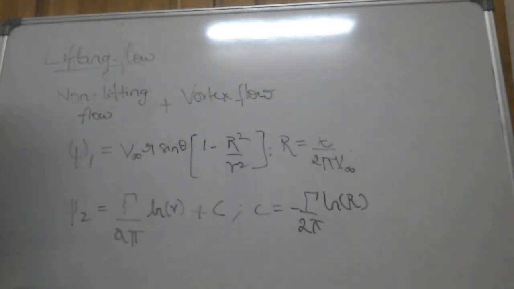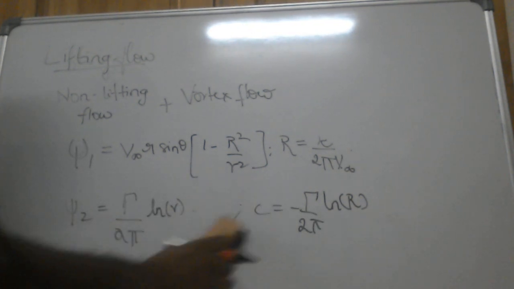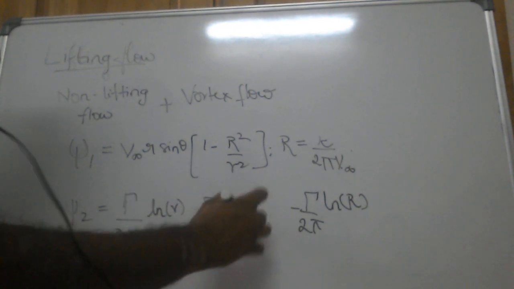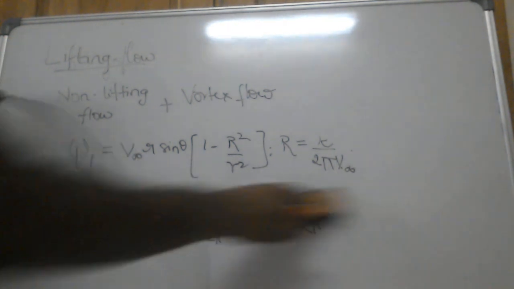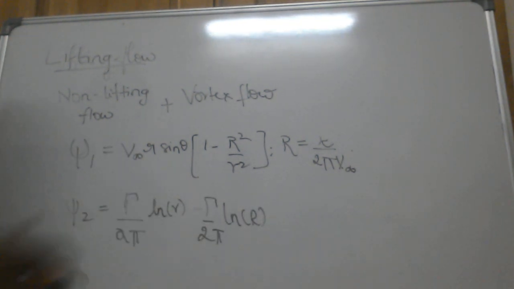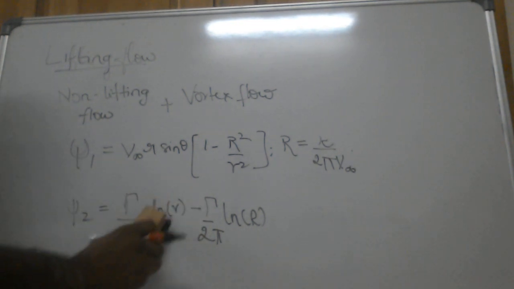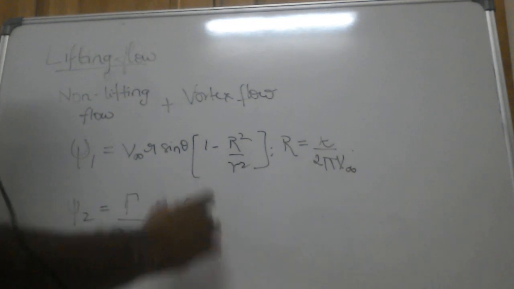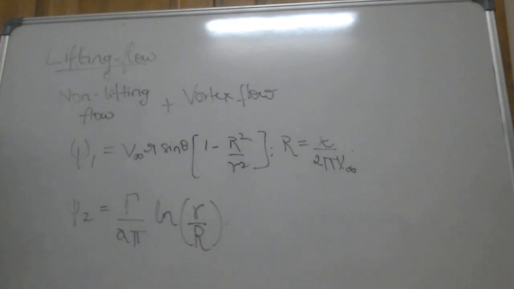So if I substitute this c in this equation, what I get is therefore minus gamma by 2 pi logarithm of capital R. Now this can be simplified because I have a minus sign here and gamma by 2 pi is a common factor, so I can just replace this with logarithm small r by capital R. So these two equations are the equations of stream functions of the non-lifting flow and the vortex flow. Now let's add these two up and see what we get.